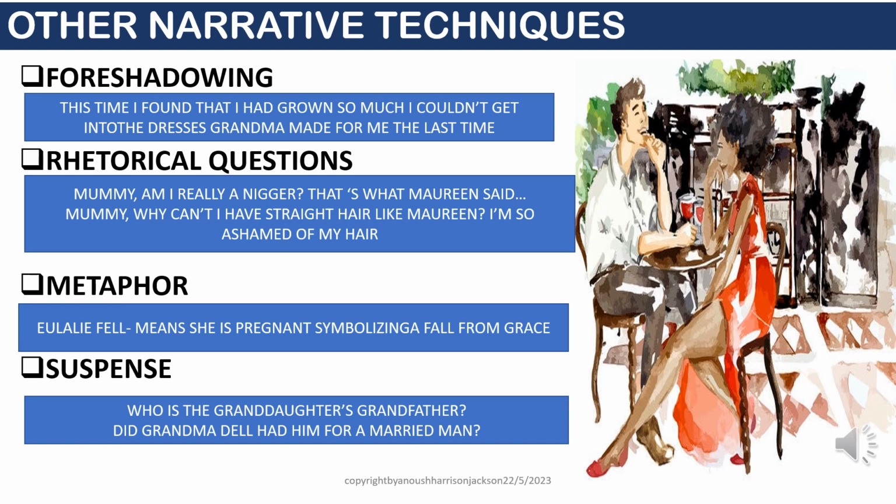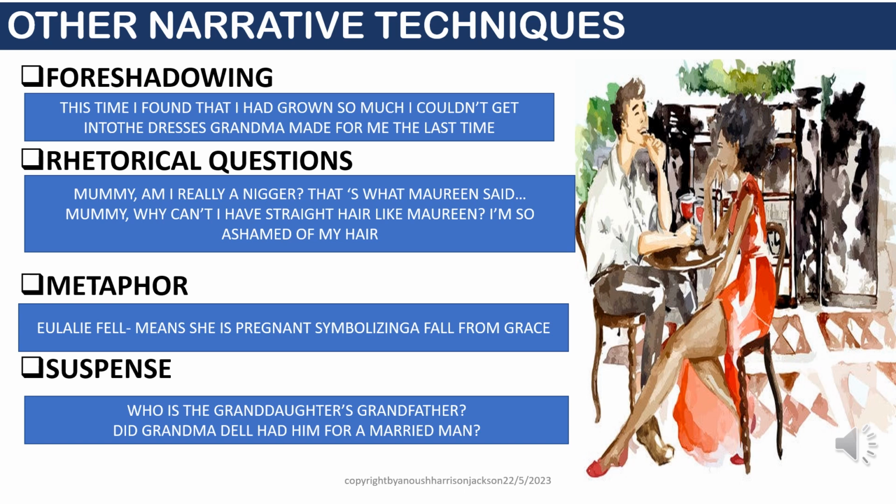And then there's a metaphor which we had discussed earlier. "Eulalie fell." The falling there is not a literal falling where she fell down and might have hurt herself, but the fall there is a fall from grace. It means that she's pregnant, symbolizing this fall from grace.